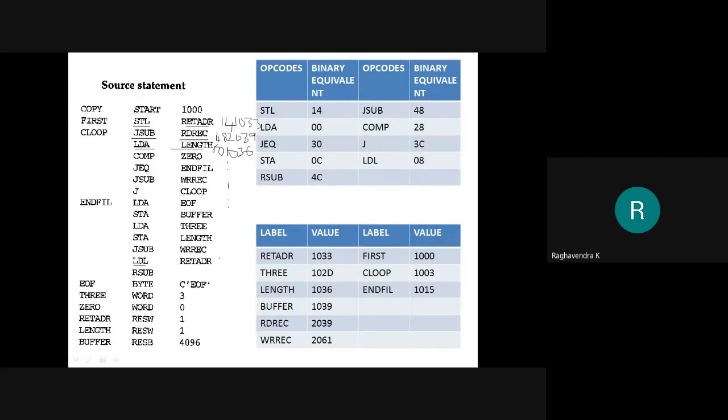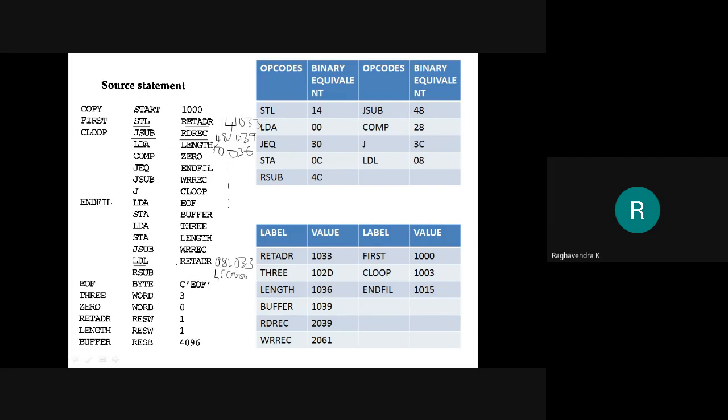LDL, it's 08. What is RETADR? Return address value is 1033, correct? So I'm writing 1033. Next, RSUB. What is RSUB? 4C. Its operand is not there, so I'll just write 0000 for it.